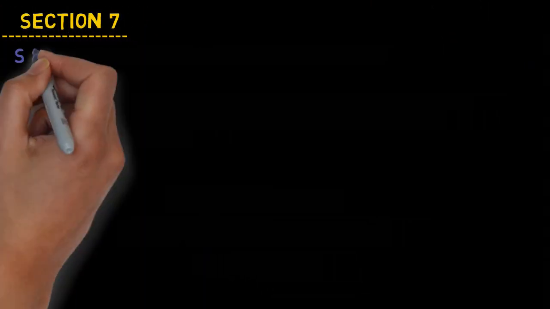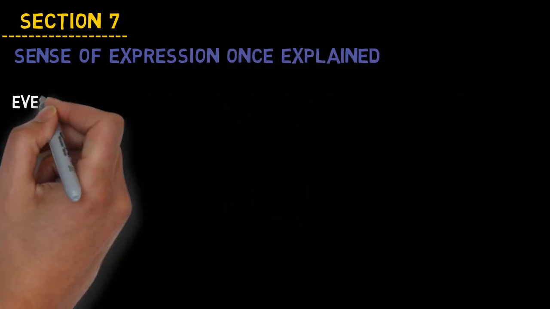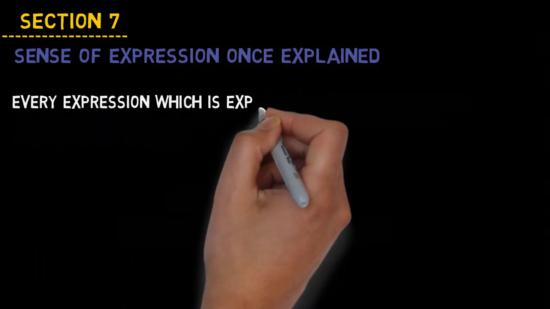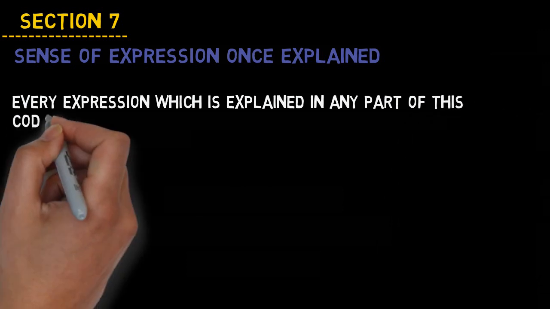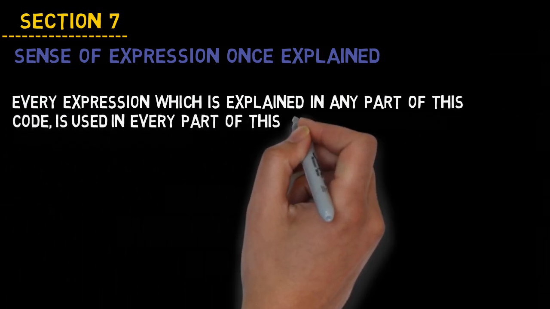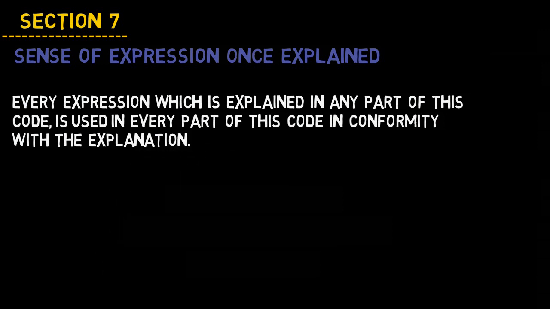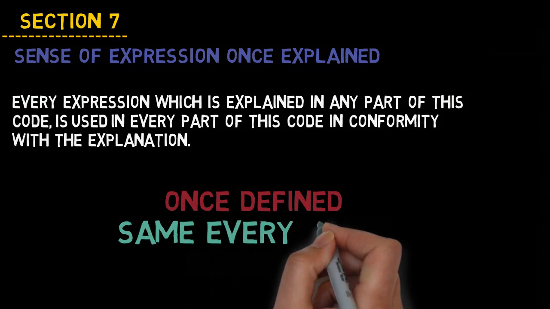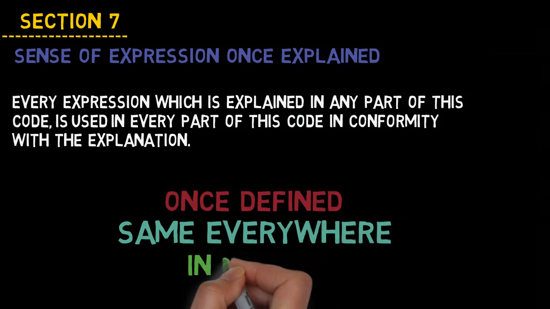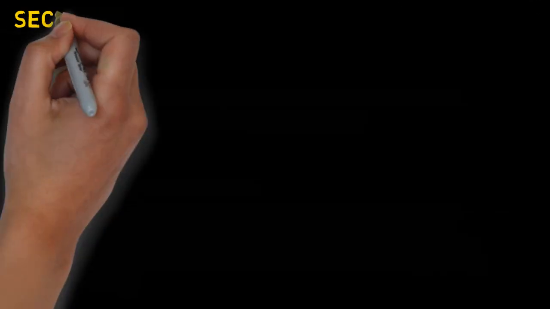Moving to Section 7. Let's read what Section 7 says. According to Section 7, every expression which is explained in any part of this code is used in every part of this code in conformity with the explanation. This means if a word is defined in the IPC, the meaning of that word will be the same everywhere in IPC. Let's look at Section 8.